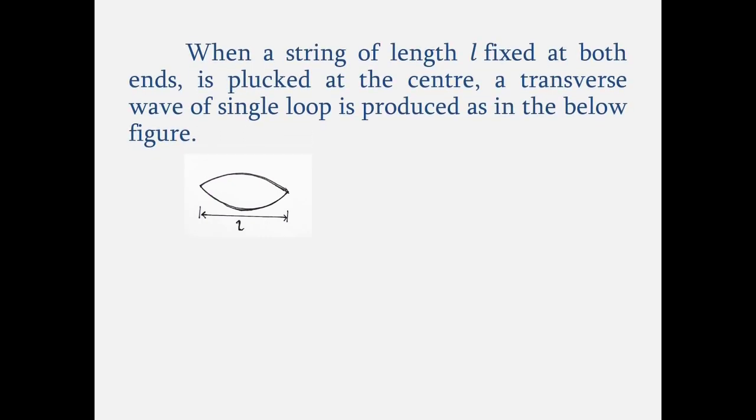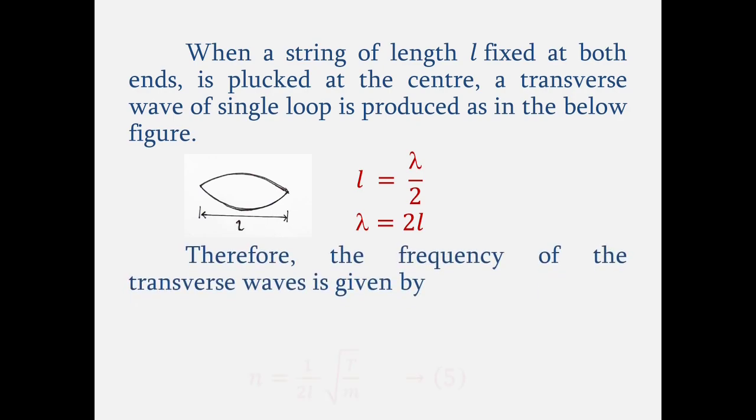If we take a string of length small l, which is fixed at both the ends, and we pluck it at the center, we could see a transverse wave of a single loop is produced. As we could see in the diagram, the length of the loop L is equal to lambda by 2, that is, half the length of a wave. So lambda will be equal to 2 times L. Substituting this in the frequency equation, we get n is equal to 1 by 2L into root T by m. This is the frequency of the transverse wave produced in a stretched string.